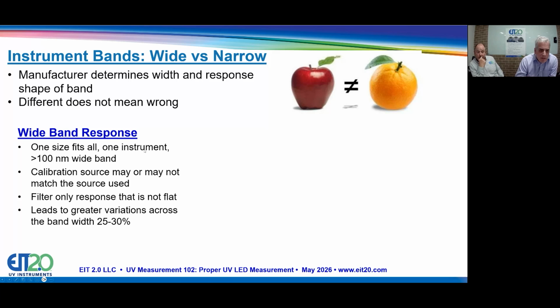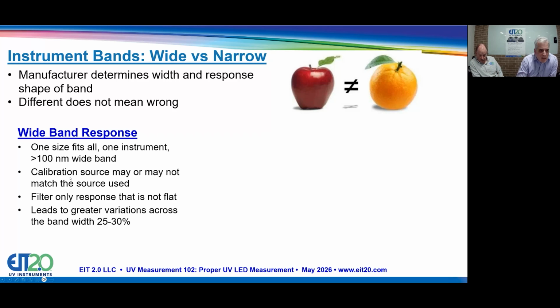Wideband response, as we classified here, is something with a very broad wavelength distribution coverage, something over 100 nanometers. That makes life simple in that one size fits all. The struggle the customers typically have is what calibration source should be used, from the manufacturer, to get a reasonable reading. If I calibrate on a broadband source over 120 nanometers, and then I decide I need an LED source, that calibration is not going to suit me very well.